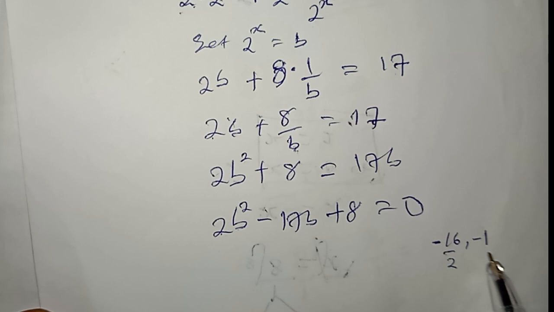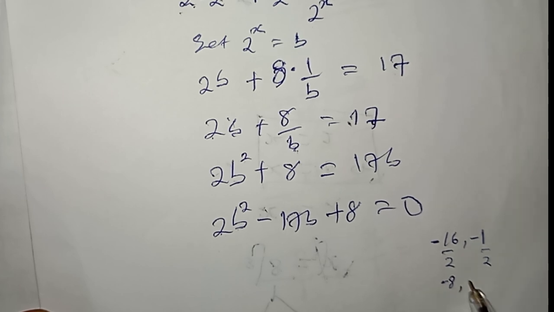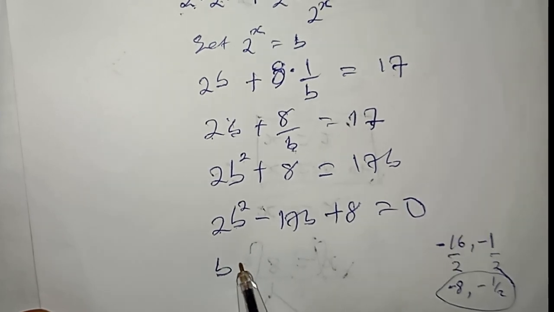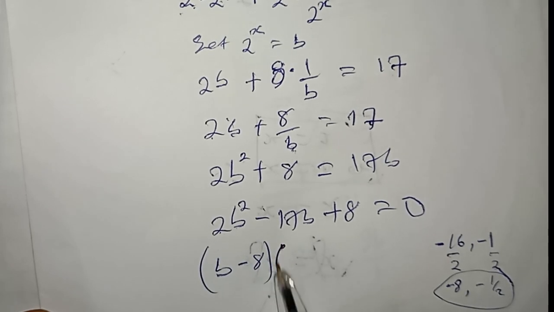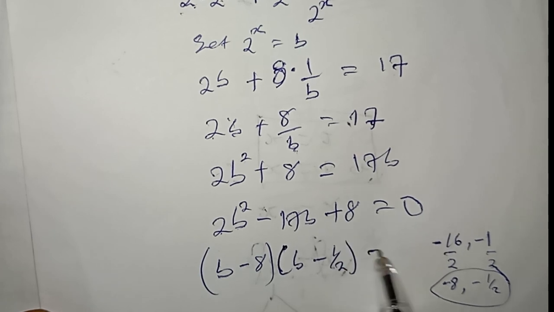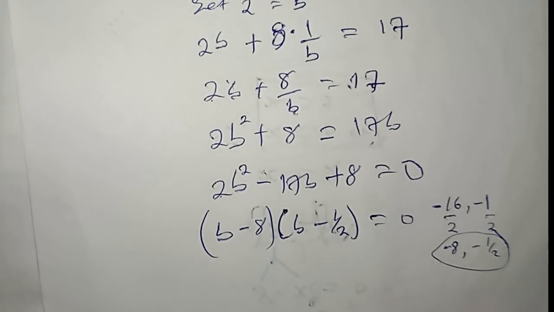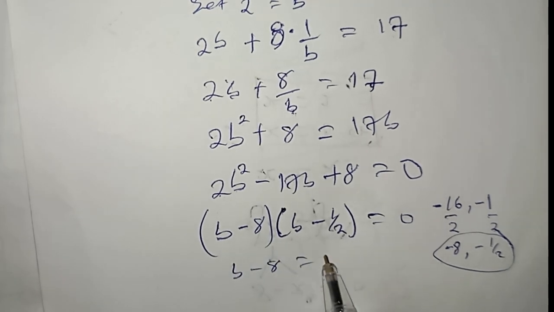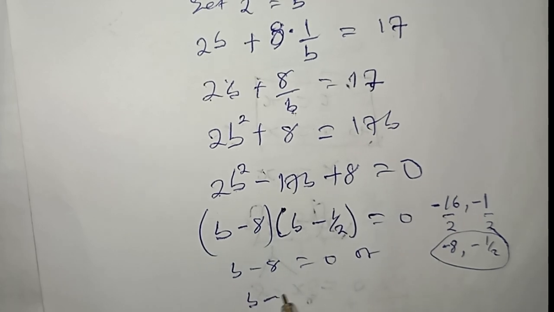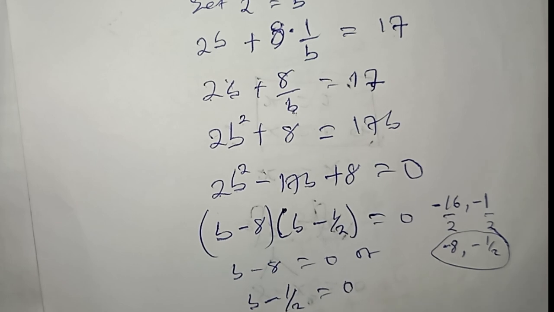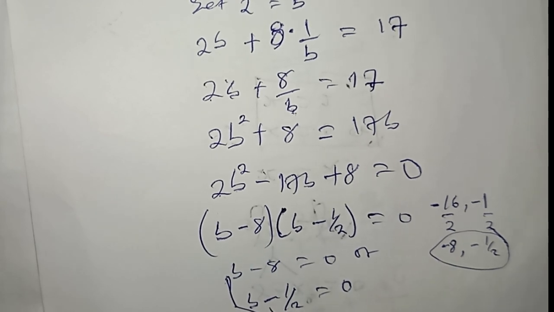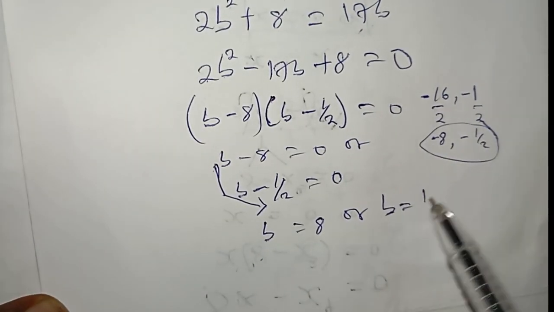So I divide by 2, and now I have minus 8 and minus 1 over 2. Once I've got this, I simplify it to b minus 8 times b minus 1 over 2 is equal to 0. Using the zero product rule, b minus 8 is equal to 0, or b minus 1 over 2 is equal to 0. So obviously b is equal to 8, or b is equal to 1 over 2.